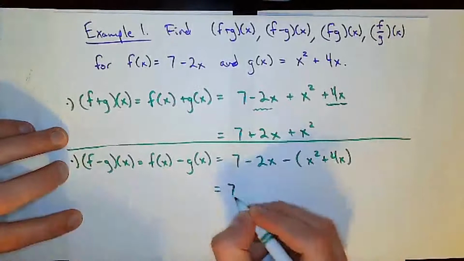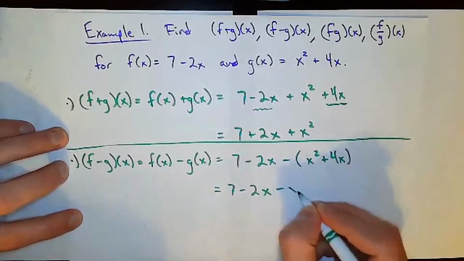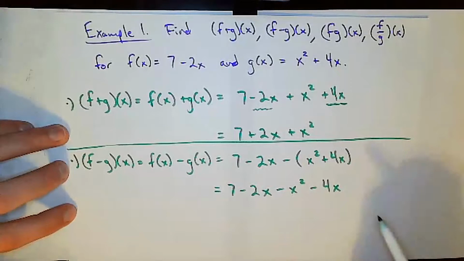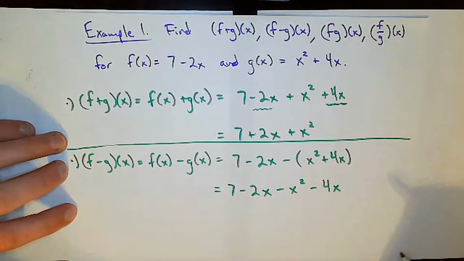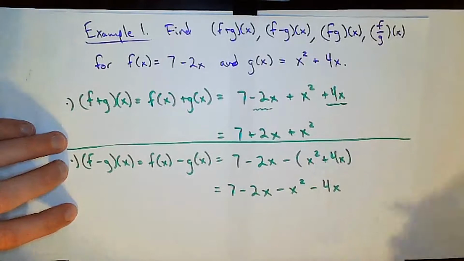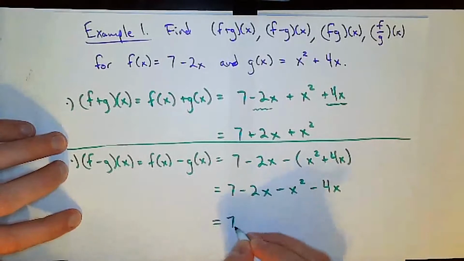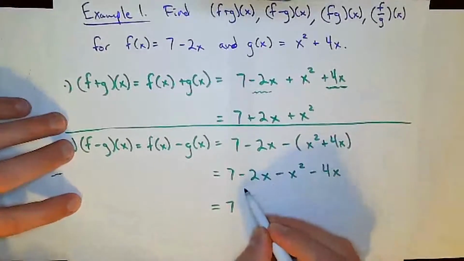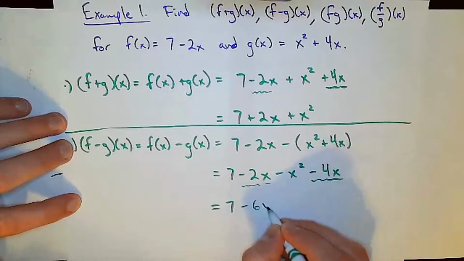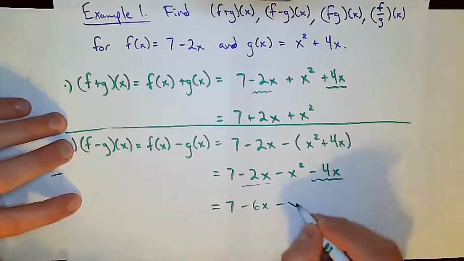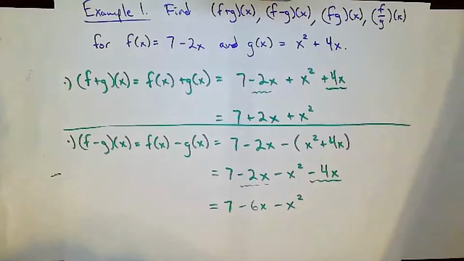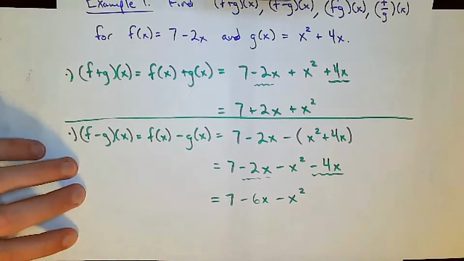My next step, I'm going to clean up those parentheses, and what I mean is distribute the minus sign to both of those. In other words, making sure that I'm subtracting everything from g of x. I'm going to have a positive 7 hanging around. I've got a negative 2x and a negative 4x, so those are going to become a negative 6x, and then my negative x squared comes down. Okay.